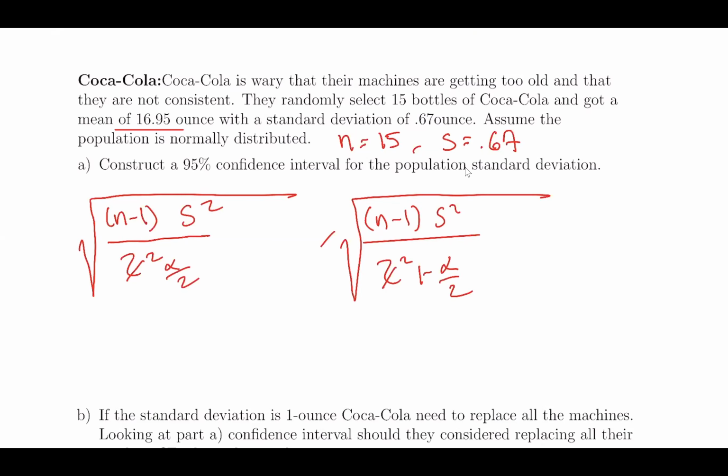Okay, I'm going to start filling out everything that we do know. N is 15, so I'm going to do 15 minus 1. Standard deviation is 0.67. Same thing over here: n is 15, standard deviation is 0.67. So far, everybody good with those substitutions?